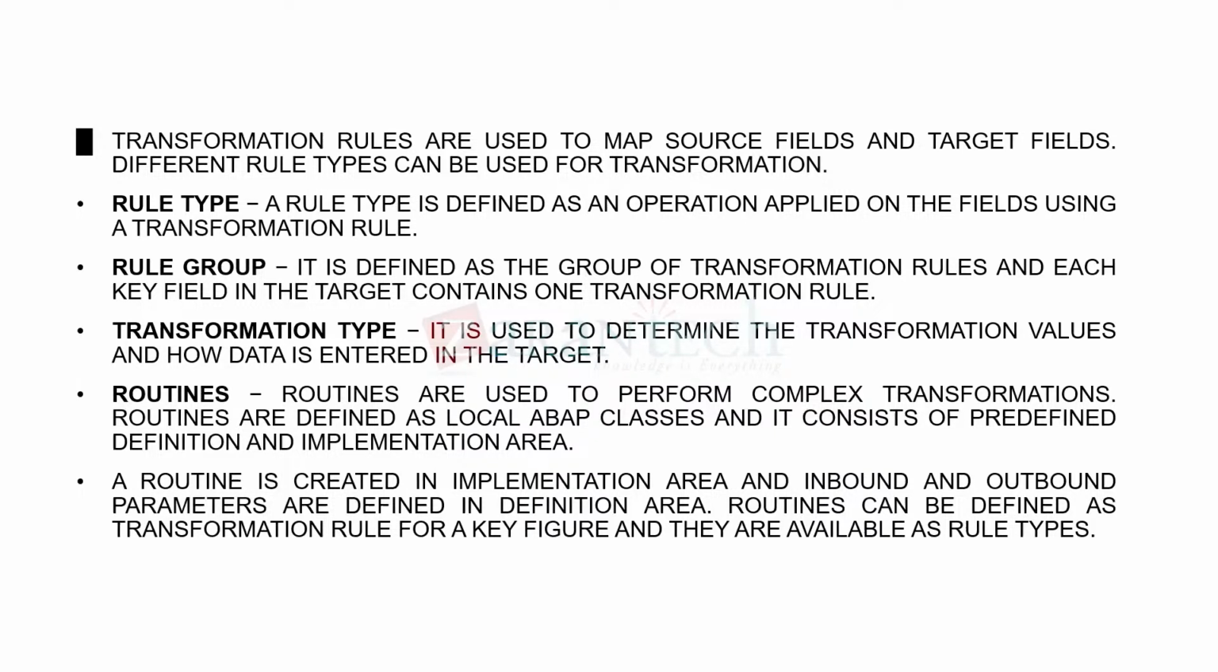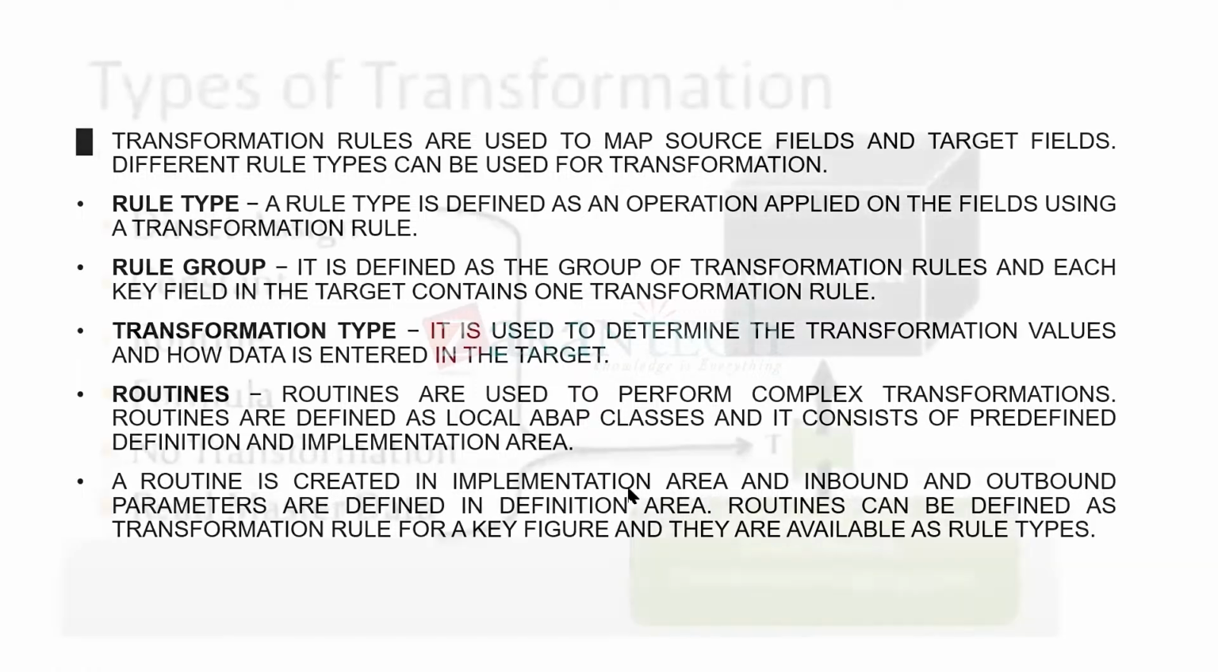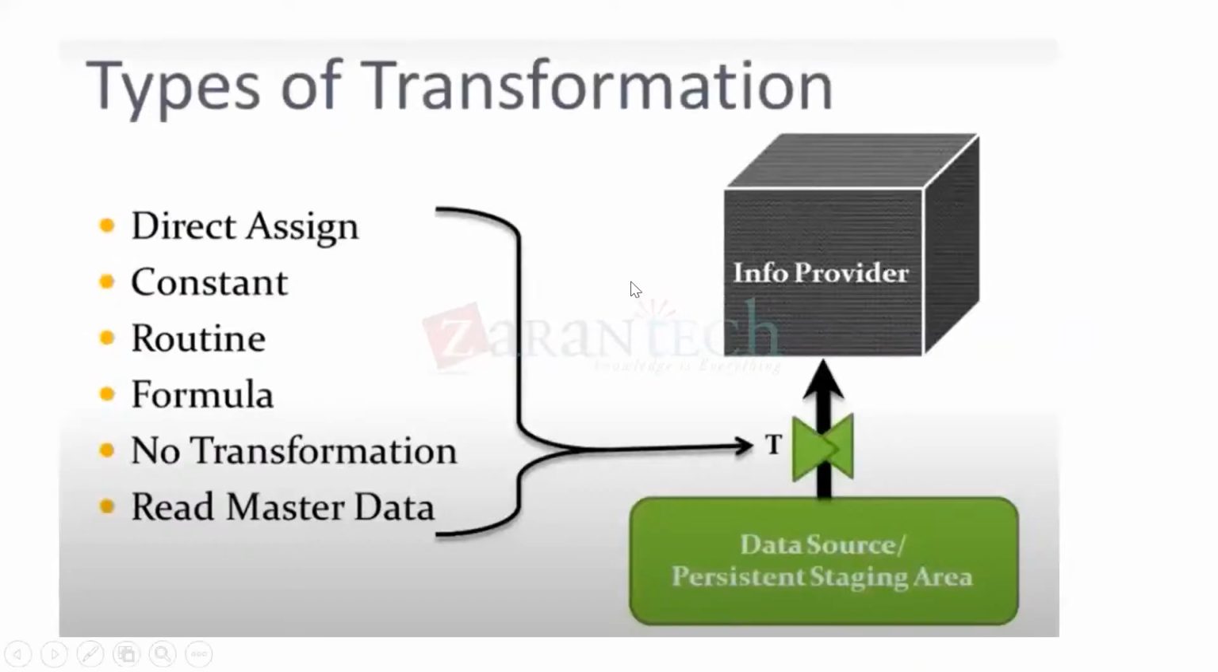Transformation rules are used to map the source fields and target fields, and different rule types can be used for making the transformations. A rule type is defined as an operation applied on the fields using a transformation rule. I will not get into routines at this point. There are 6 different types of transformations.